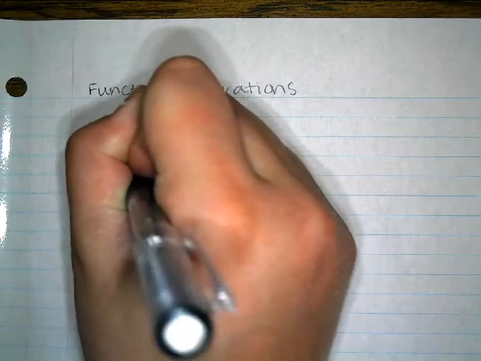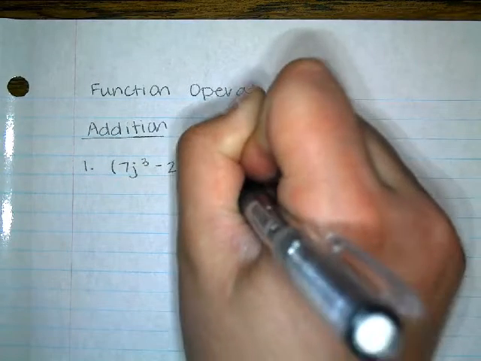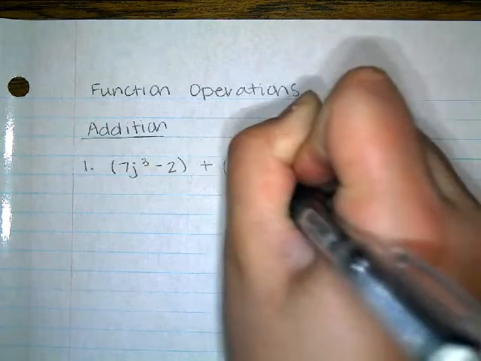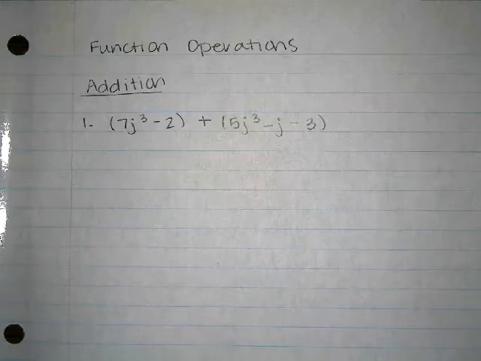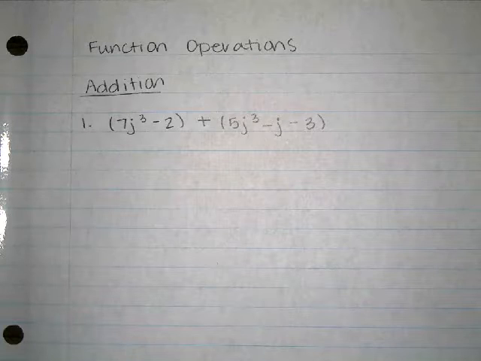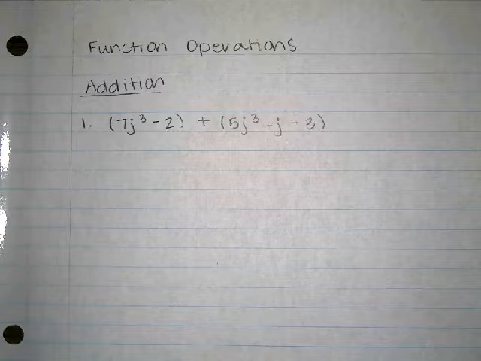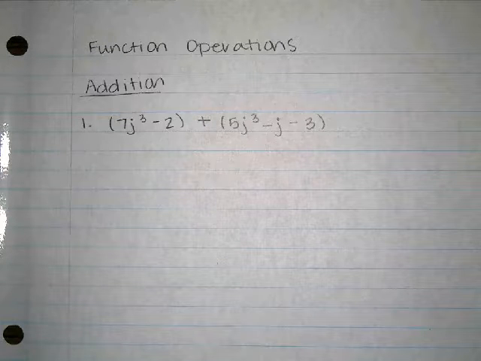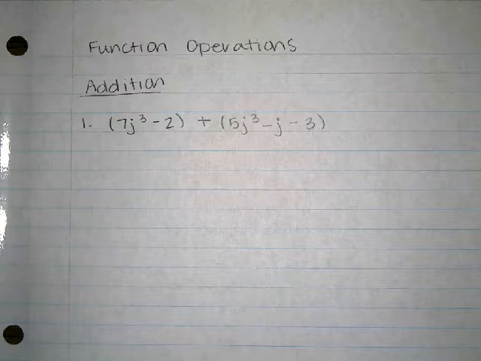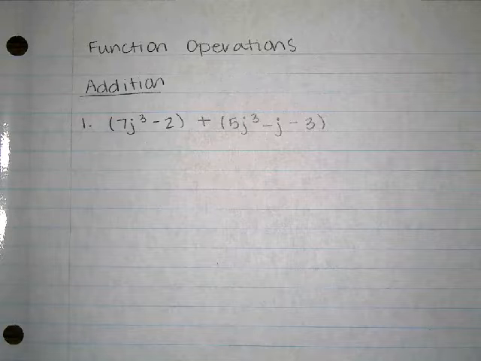So we're going to number them from the ones on your assignment, and then you'll know you don't have to do these again, okay? So we're going to start with number 1, 7j to the third minus 2 plus 5j to the third minus j minus 3. And what we're doing right here is we're adding two polynomials together. And this is going to feel kind of review. So if we add two polynomials together, what are you basically doing? Not multiplying. You're adding. You're combining like terms.